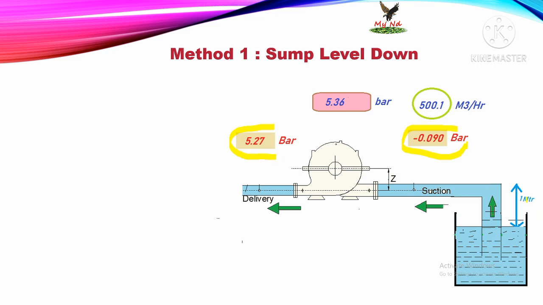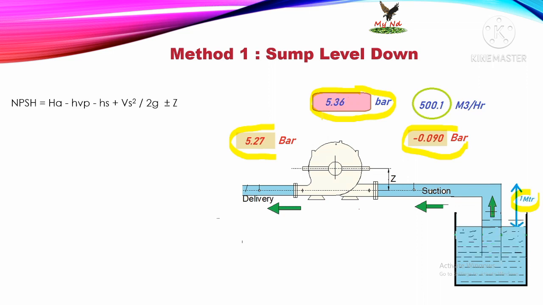You can look here. We lower the sump level by steps of 2 meter, 3 meter, 4 meter. Here you can see our total head remains the same. But at the last moment, what happens? Our 3% head drop happens here. So we can stop here and take a reading.